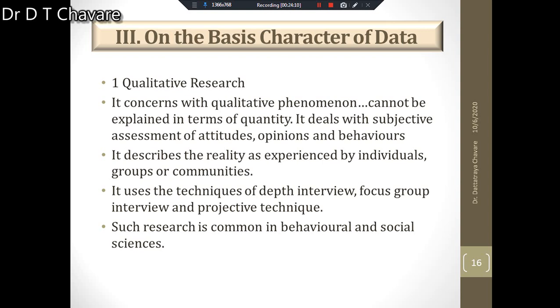Different types of techniques are used there. Out of those, some techniques I have mentioned here, for example, depth interview, focus group interview and projective techniques. Those techniques are also used here in qualitative research. Such research is common in behavioral and social sciences. Don't forget, this research is common in behavioral and social sciences. This is qualitative research.